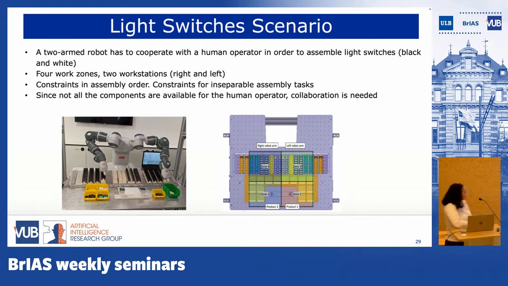We have 2 workstations, right and left, and there are different constraints in assembly order. There are also constraints for tasks that have to be executed one after the other, so inseparable tasks. And since not all the components are available for the human operator, then of course collaboration is needed. So for this problem, we basically know how the robot will perform, the time it takes for the left arm, for the right arm, and for the human operator to execute each of the tasks. And this is quite similar to the flexible scenario I just explained.